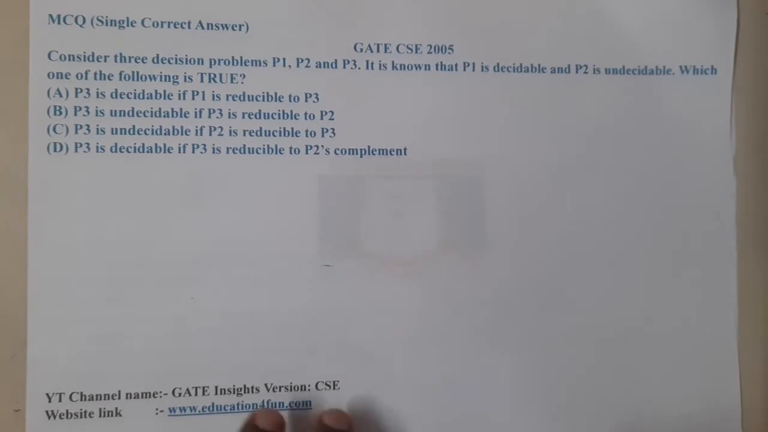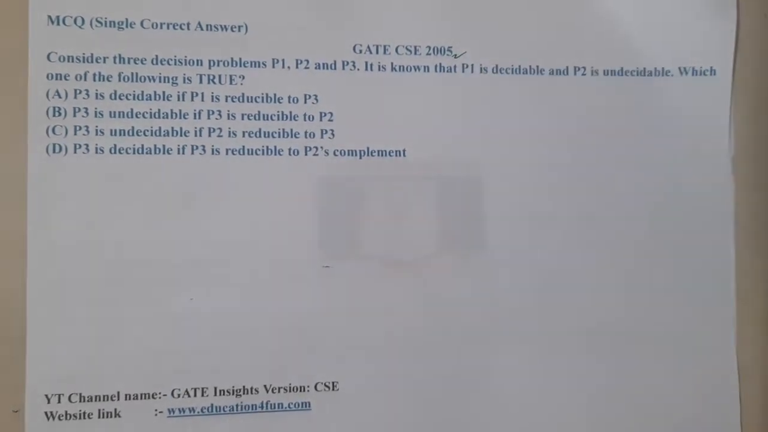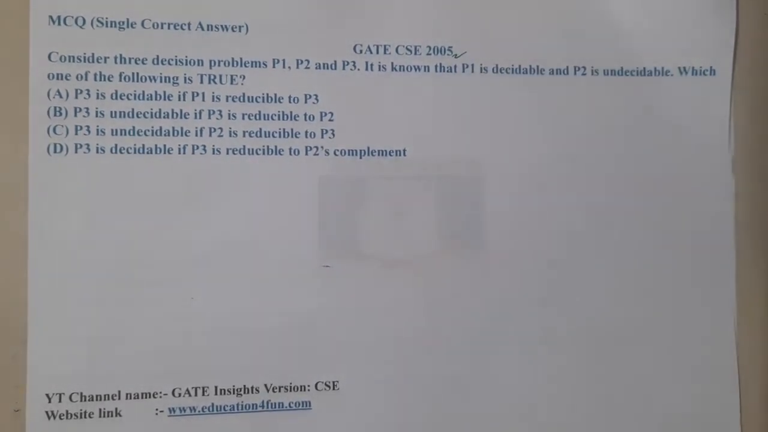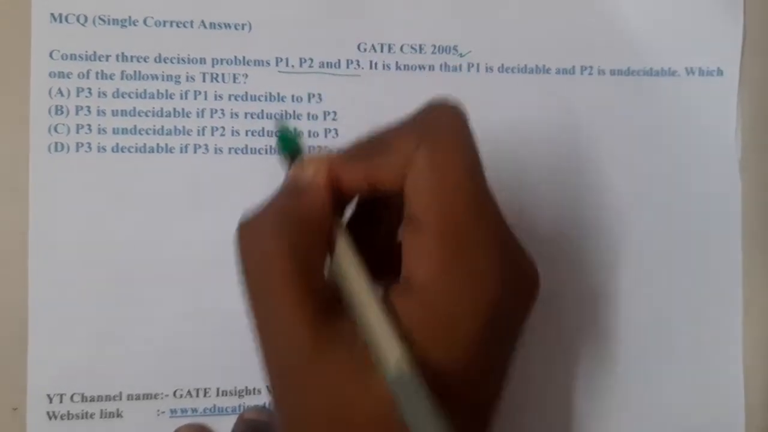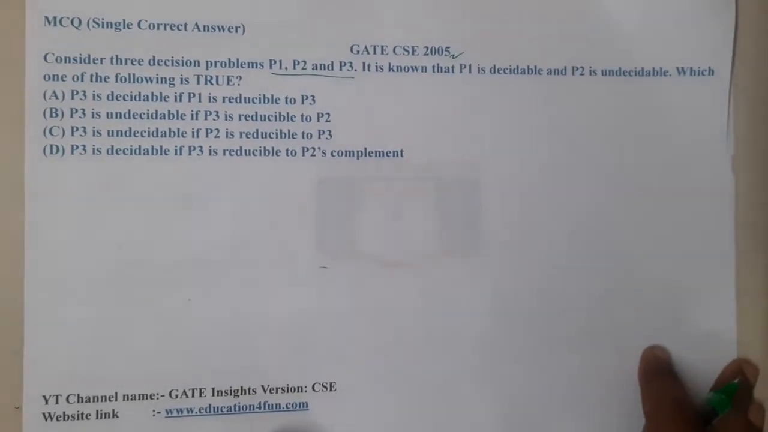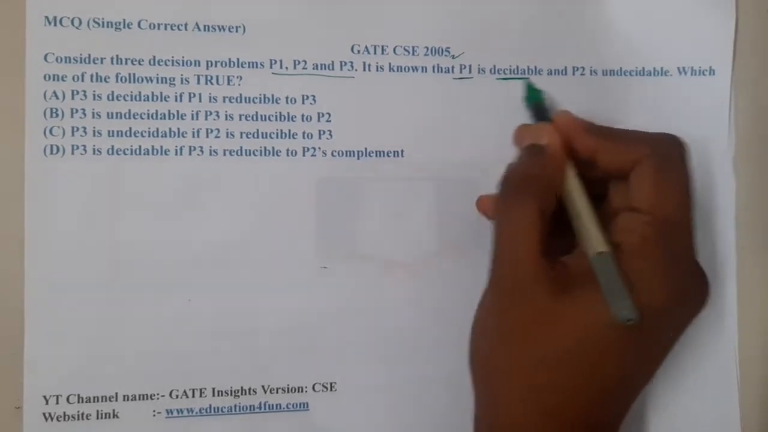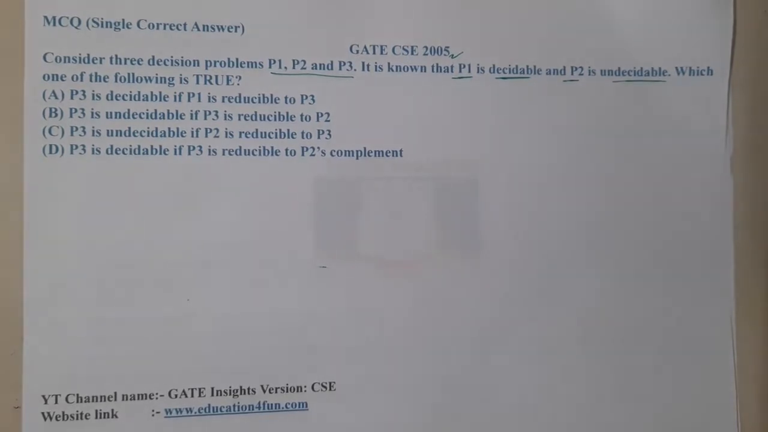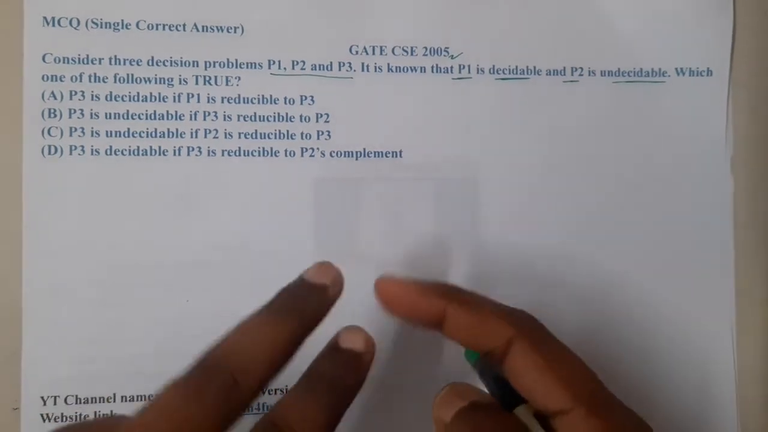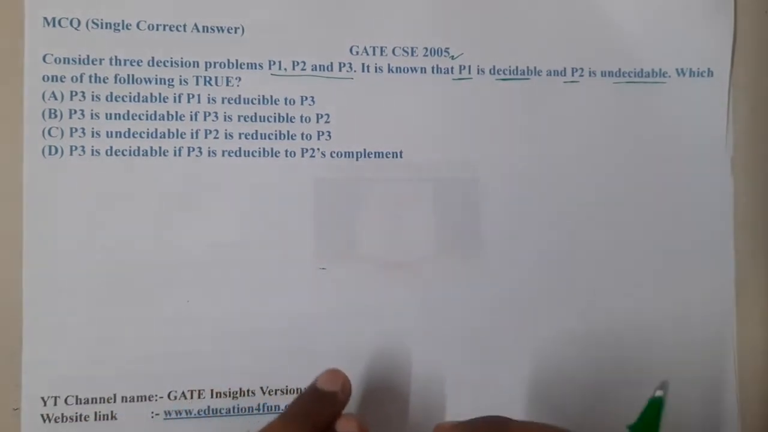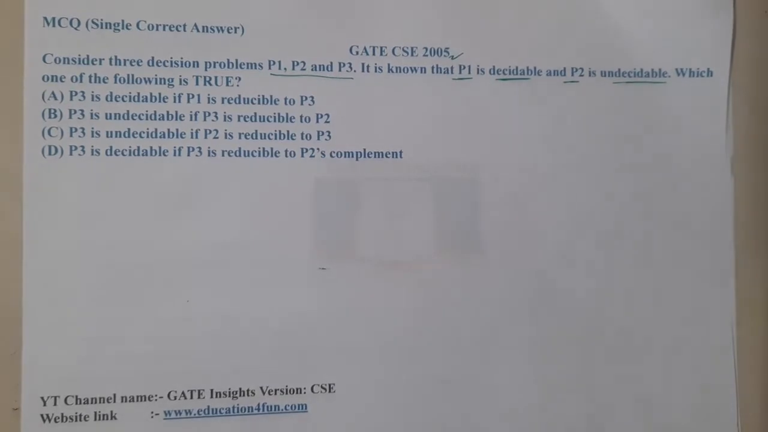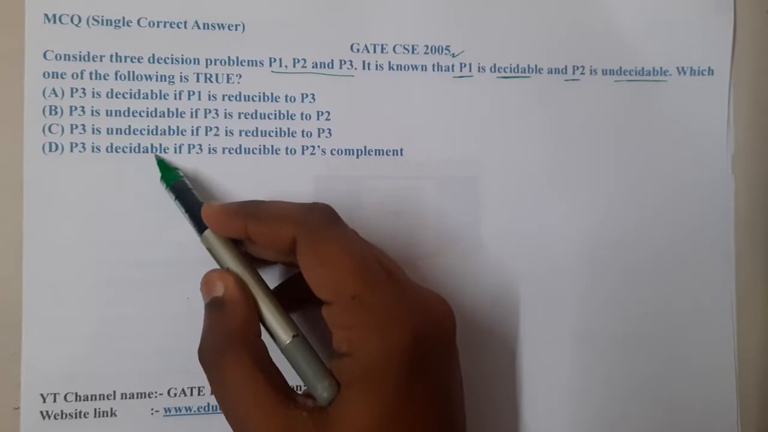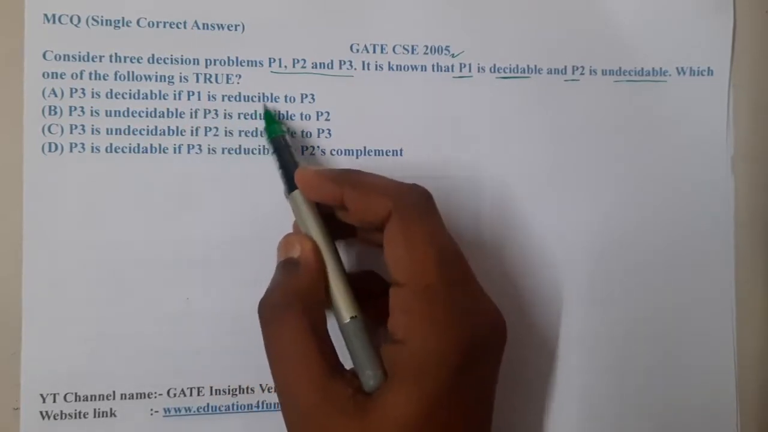This question belongs to GATE CSE 2005. The given question is: consider three decision problems P1, P2, P3. It is known that P1 is decidable and P2 is undecidable. Then they are asking which one of the following is true. They give the information about P1 and P2, and based on this they are trying to ask us about P3: whether P3 is decidable or undecidable, if P3 is reducible to P2.